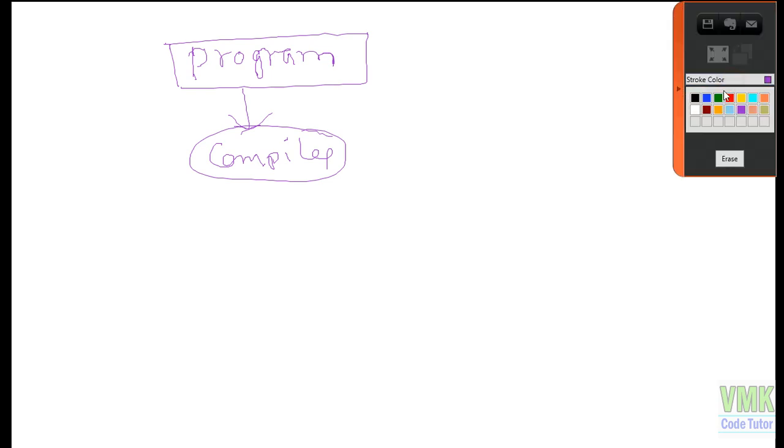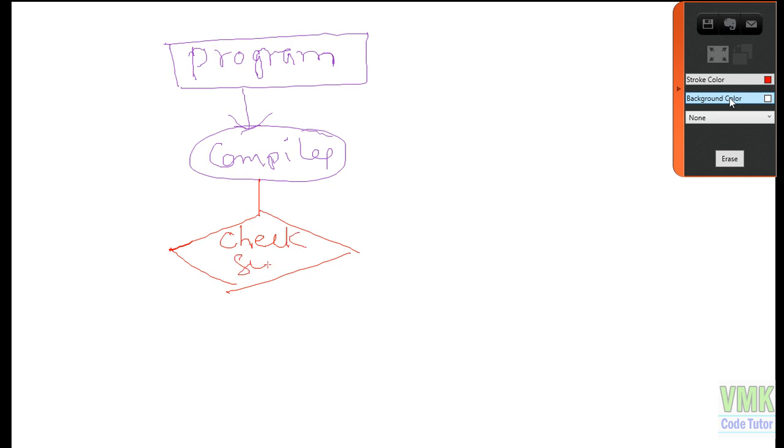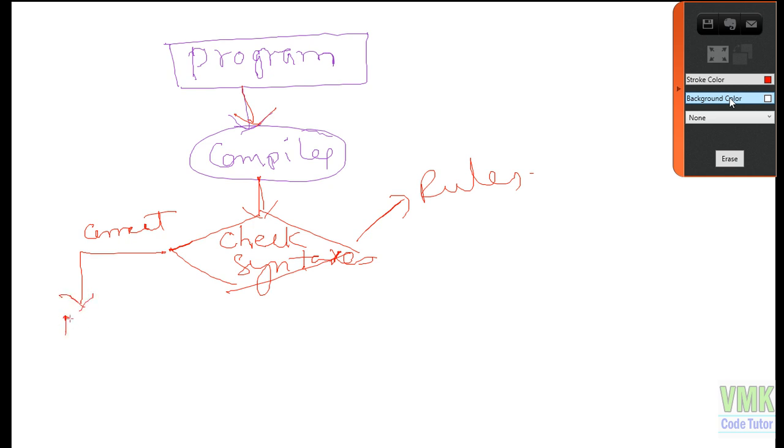Now with this particular program, what happens here is that the compiler will check all the syntaxes. Compiler will check what? Syntaxes. Syntaxes means what? Rules. Syntaxes are nothing but rules. So when we give the program to the compiler, it will check syntaxes. If syntaxes are correct, then the program will be translated into machine language and it will run in the computer.